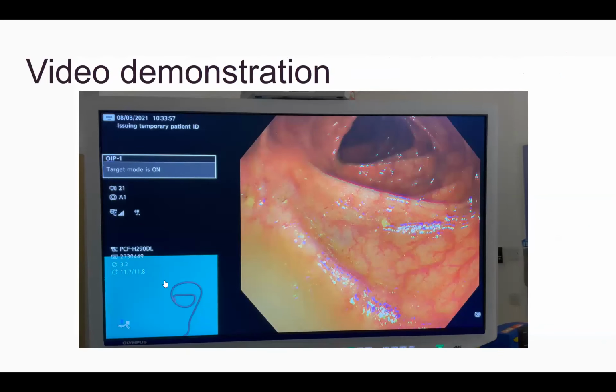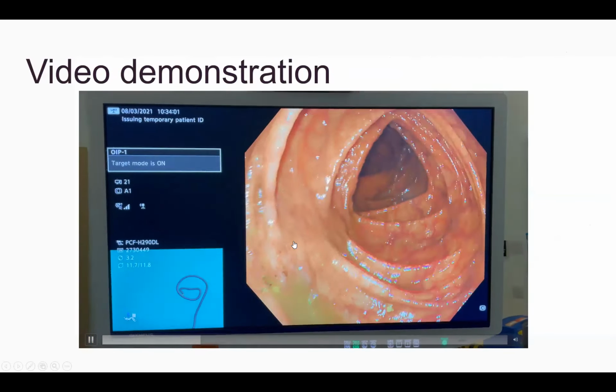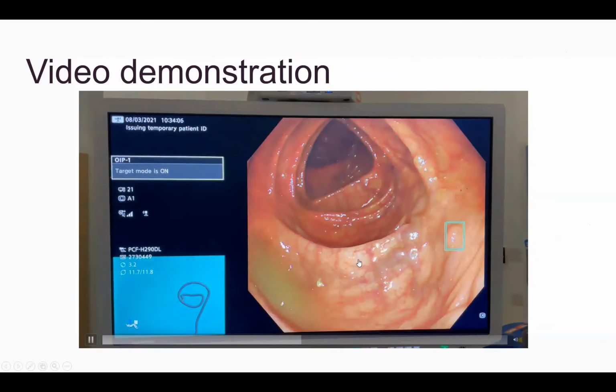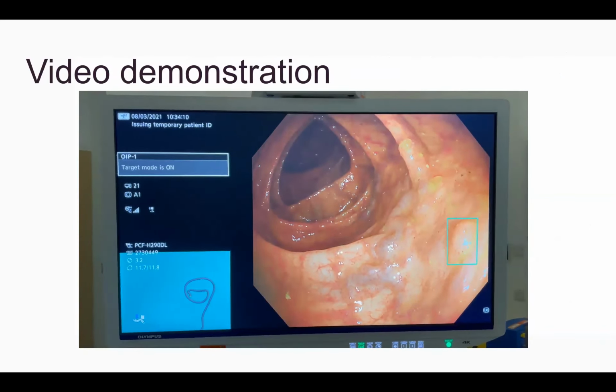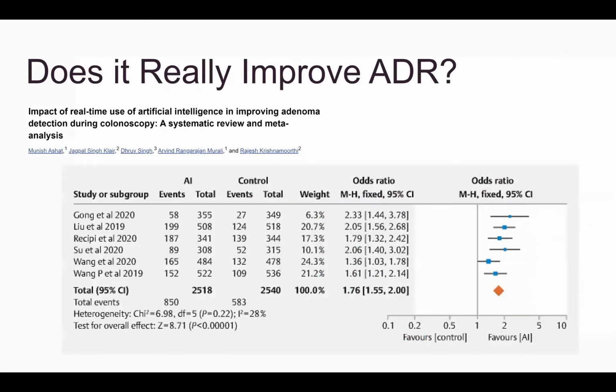And I've got a little demo video of it working here at Addenbrooke's. And you can see as the scope's just turned, there you go, it's gone hello, and there's the polyp there. And it's pretty good. And the software for it is being updated regularly.